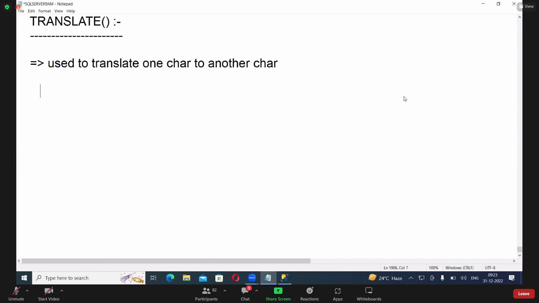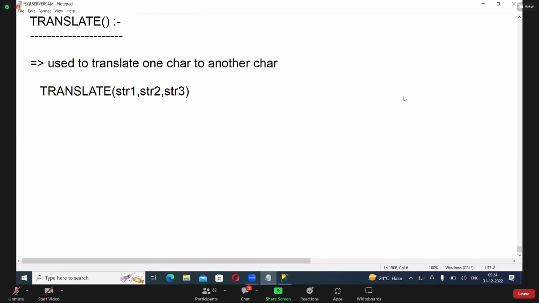Then translate also takes 3 arguments. String 1, string 2, string 3. But what is the difference between that and this? Replace is string to string, but translate is character to character, one to another character. For string to string replacement, replace. For character to character replacement, use translate.